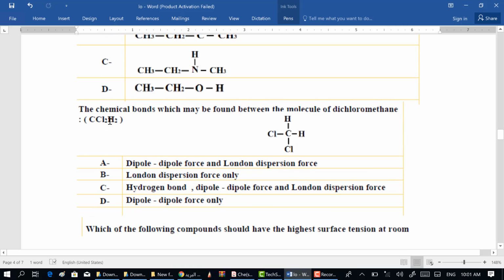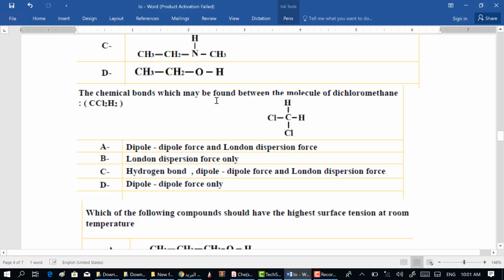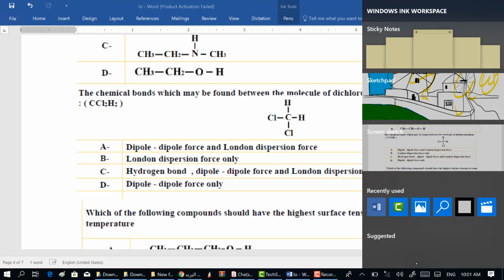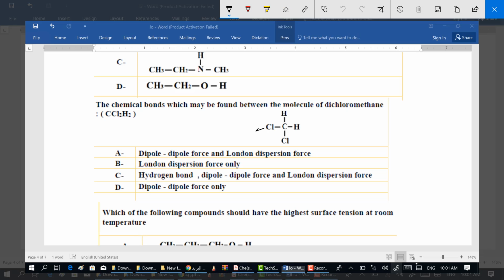In this question, which chemical bond may be found between the molecules of dichloromethane? The molecular formula is CCl2H2, and in the structural formula the carbon is surrounded by 2 hydrogen atoms and 2 chlorine atoms. The carbon and hydrogen have a small electronegativity difference, but between chlorine and carbon there is a gap. The electronegativity of chlorine equals 3, carbon 2.5, and hydrogen 2.1. For the carbon and hydrogen bond, the difference is 0.4, a non-polar bond.